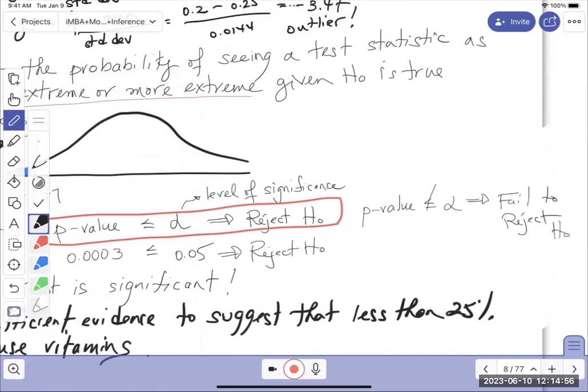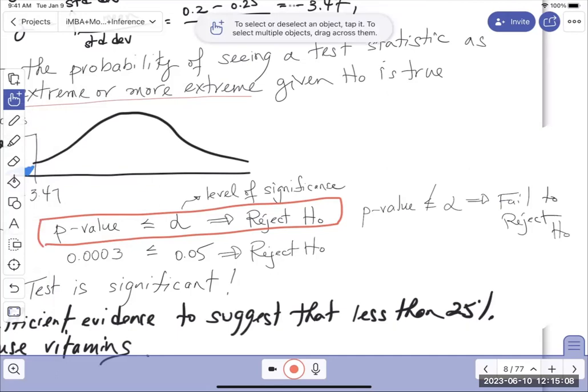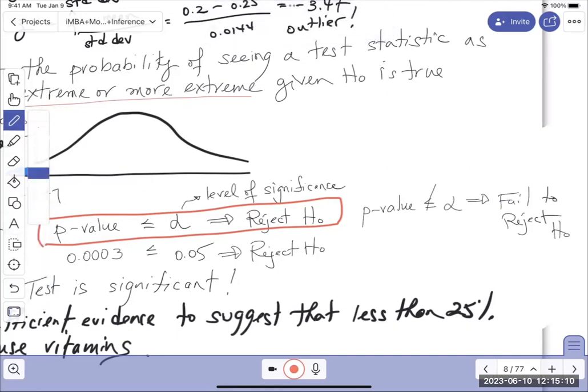So if that happens, that you don't have a p-value that demonstrates what you got is rare, then you would fail to reject. You haven't found any significant evidence and the test is not significant.